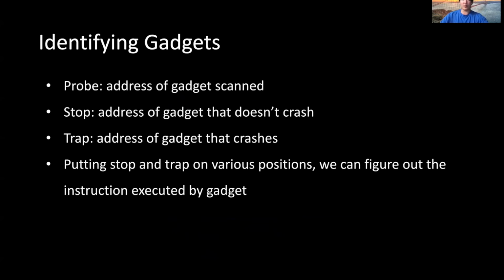Now we know how to find useful gadgets. We need to determine the kinds of gadgets we found. Probe is the address of the gadget scanned. Stop is the address of a gadget that doesn't crash. Trap is the address of a gadget that crashes. Putting stop and trap in various positions, we can figure out the instruction executed by the gadget.